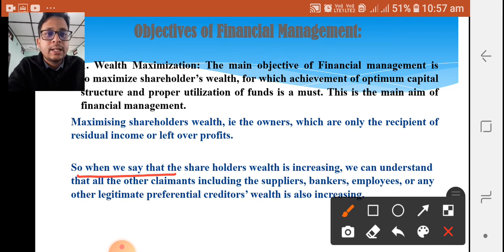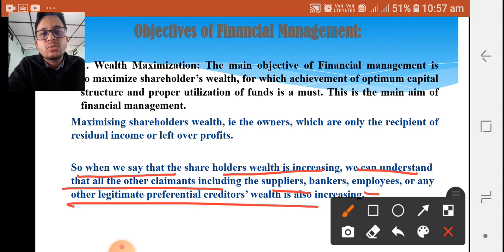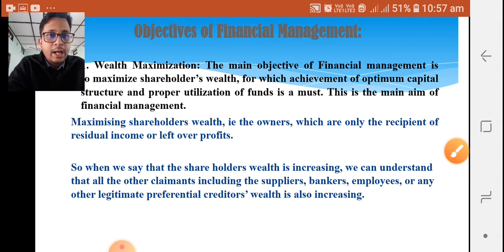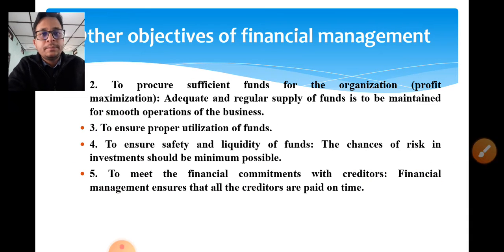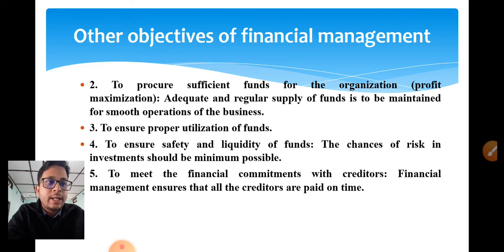So when we say that the shareholders' wealth is increasing, we can understand that all other claimants, that means the persons who have a stake in that company, including suppliers, bankers, employees, and other legitimate preferential creditors' wealth are also increasing. I hope this is clear to you. So let's proceed to the other objectives of financial management. Number one, to procure sufficient funds for the organization. This is the next objective. The first objective is to maximize the wealth of the owners or the equity shareholders, or in short shareholders.